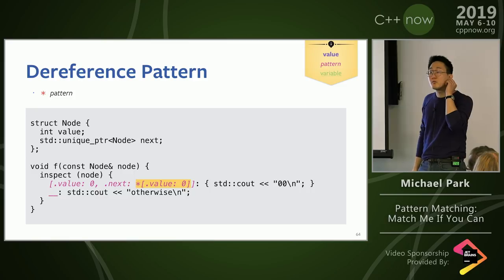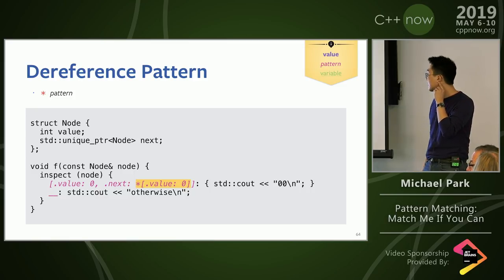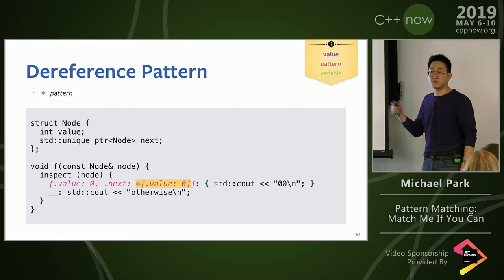Yeah. Question. Does it match recursively? Recursively. Do what recursively? Traversal over the whole list. Is the question, can you traverse through the whole list with this? I understand. Is it just for the next node or for all nodes? This is only for the next node.